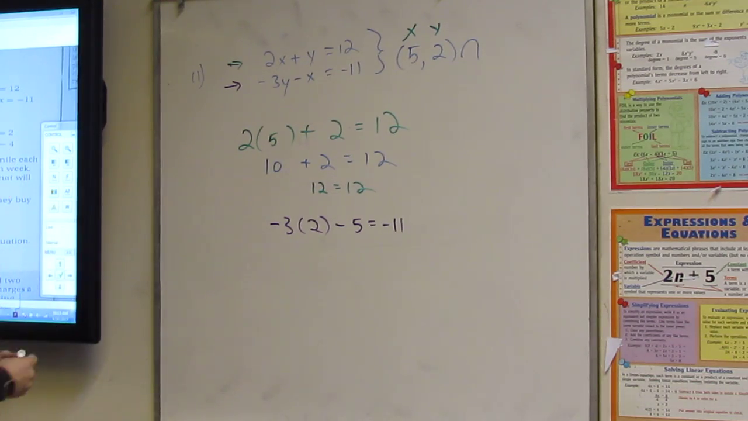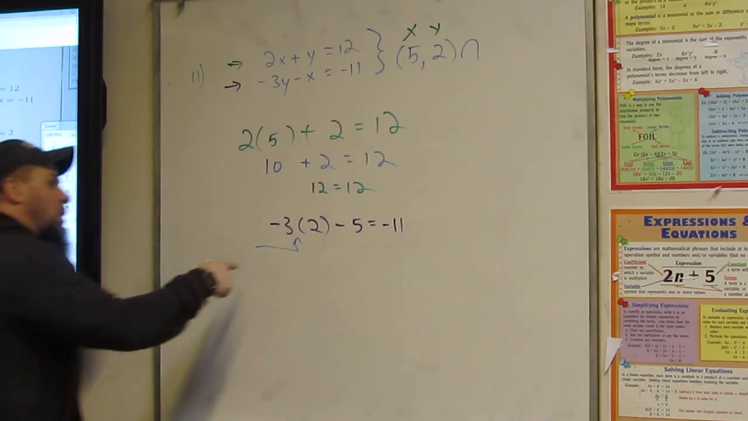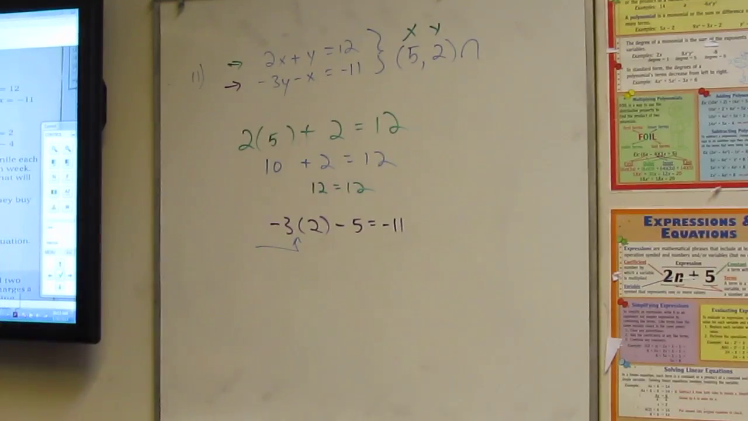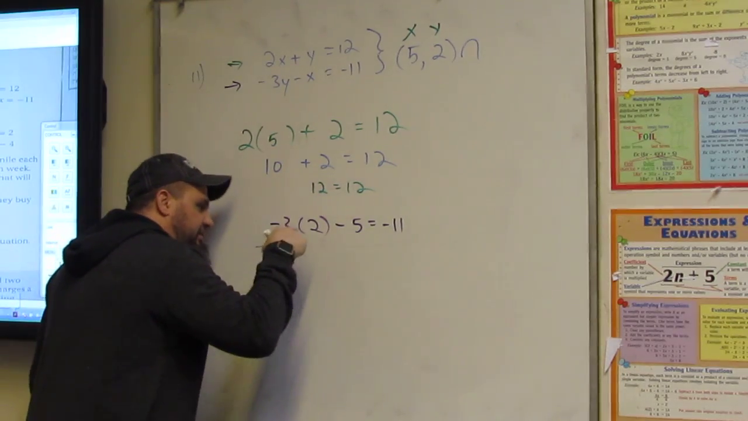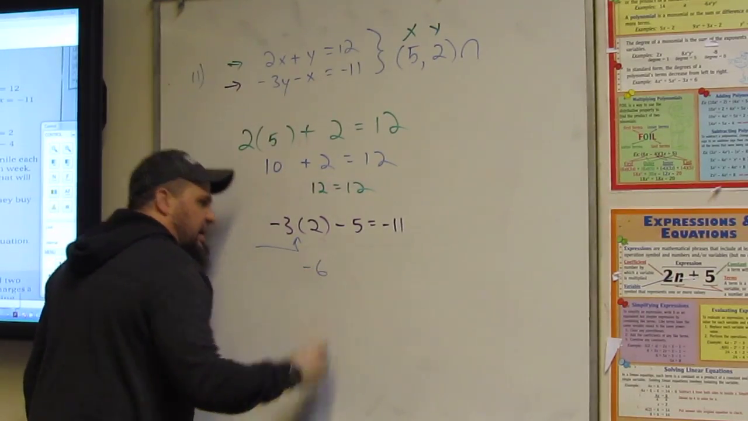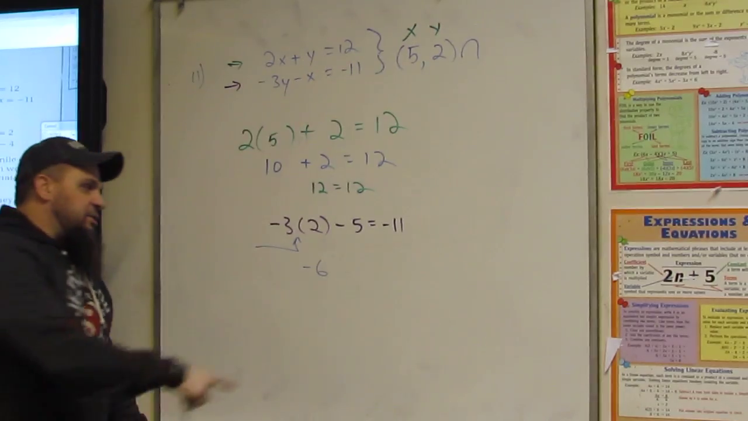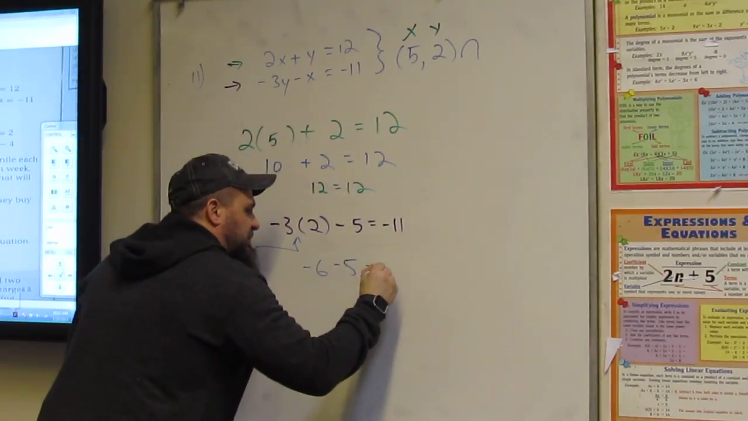That means I start right here. So I'm going to multiply, not subtract first, right? I'm going to multiply. So I got to multiply negative 3 times 2, which is? Negative 6. Don't forget your negatives, because a negative and a positive make a negative, right? And then I just bring this down. Minus 5 equals minus 11.